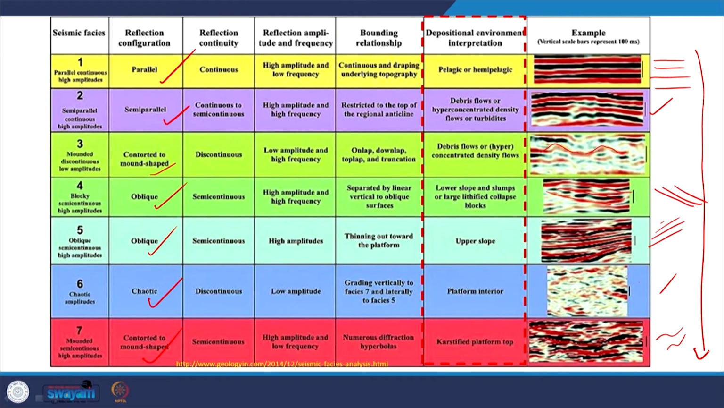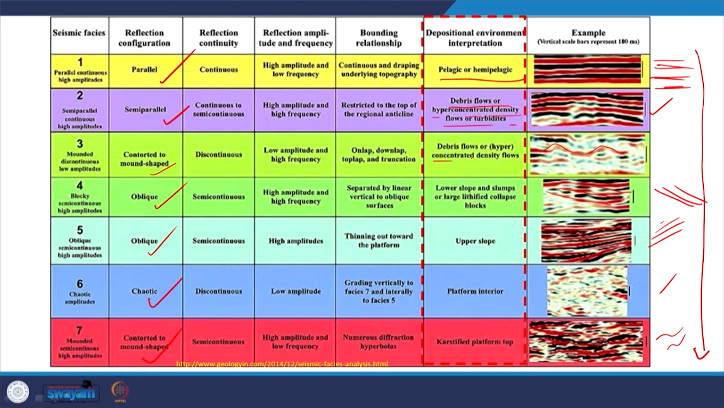That means these are the ideal reflection patterns through which the depositional environment can be retrieved, and those depositional environments can be correlated well with the geomorphic process environment. For example, here we have parallel reflections, that can be interpreted as pelagic and hemipelagic, that means it is a deep sea geomorphic process, is it not. Then it is debris flow, hyper concentrated density flow and turbidite, it is also at the continental slopes.